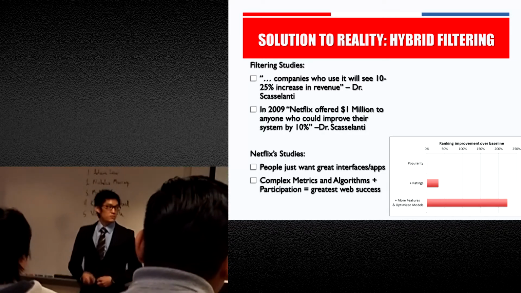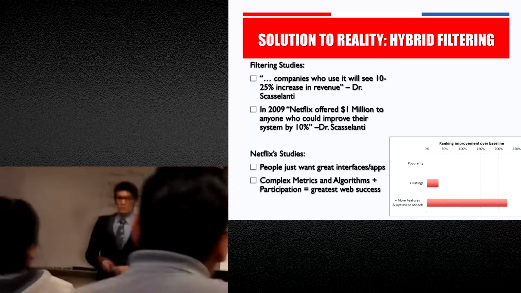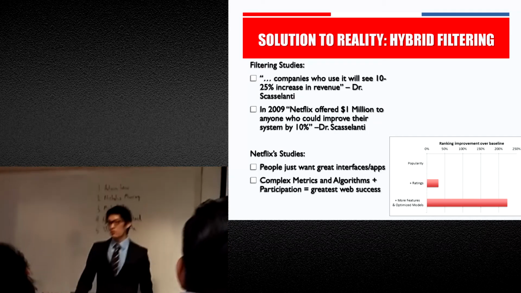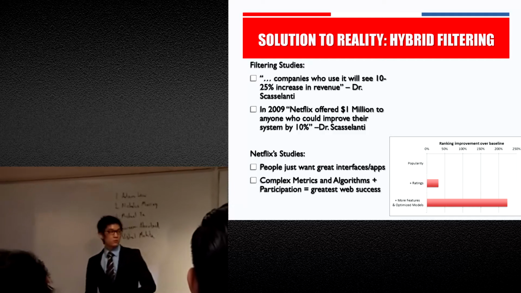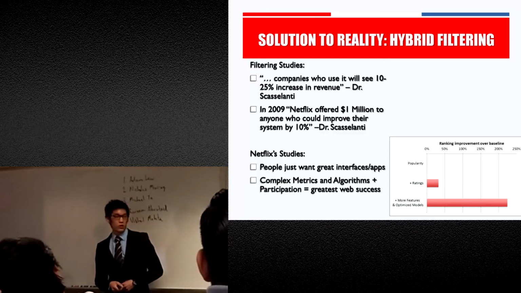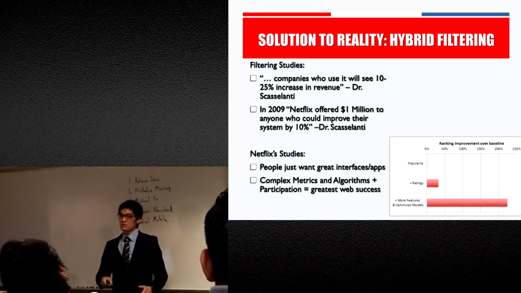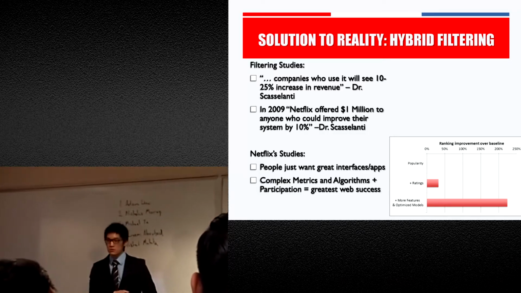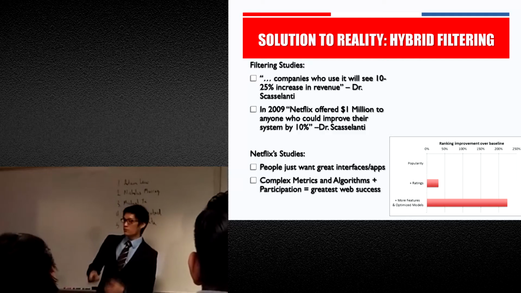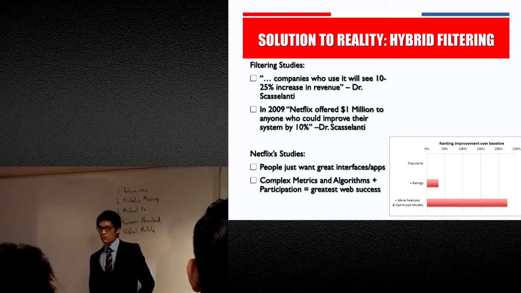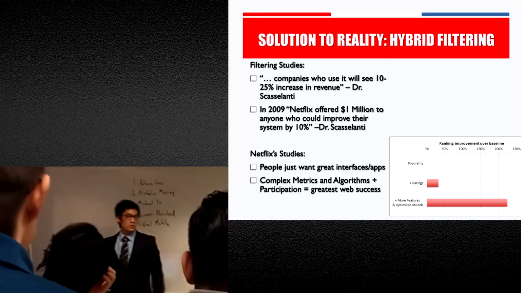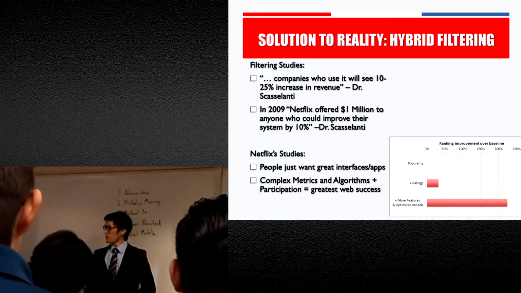Secondly, Netflix said, Dr. Scassellati said that if you have a recommender system, it will improve your revenue by 10 to 25%. But the main thing here that Netflix and Dr. Scassellati said was, no one really notices it in the first place, so no one really cares about the recommender system. What they care about is the interface. But again, these come hand in hand with each other. So if you don't have a good recommender system, you can't really guarantee a good interface because you won't have good results. So, how much time do I have?